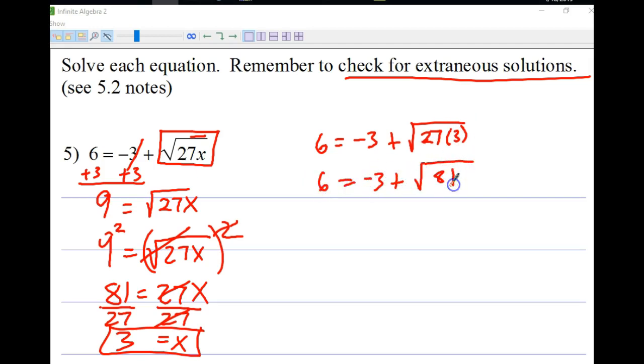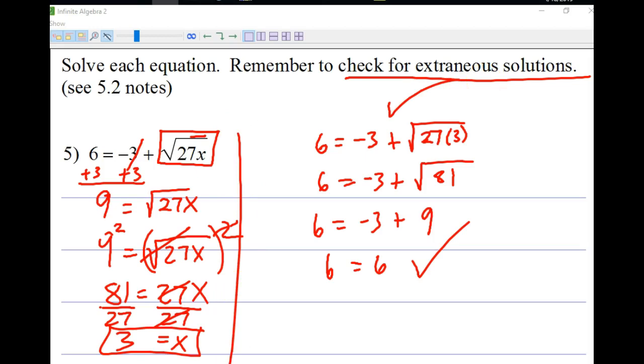27 times 3 is 81. And the square root of 81 is 9. And negative 3 and 9 makes 6. So we check everything out okay. It didn't give us a bogus outcome. So this is just checking my work for extraneous answers, but this is how you actually solve it over here. Get the square root piece by itself, and then square both sides.